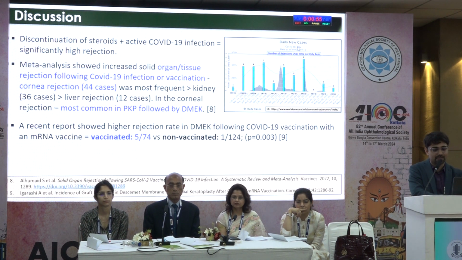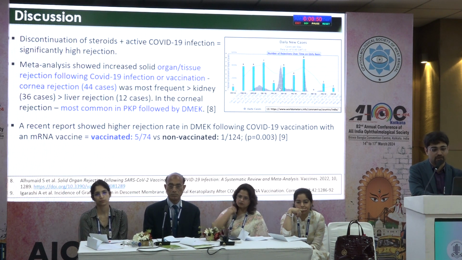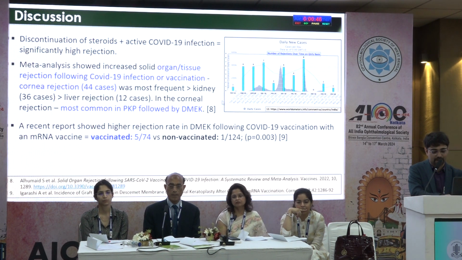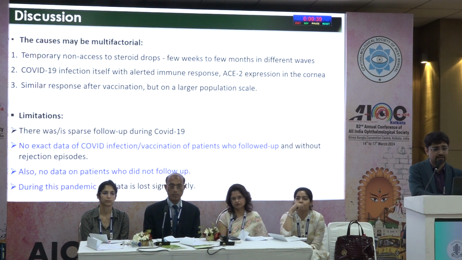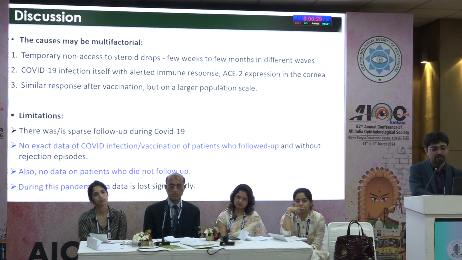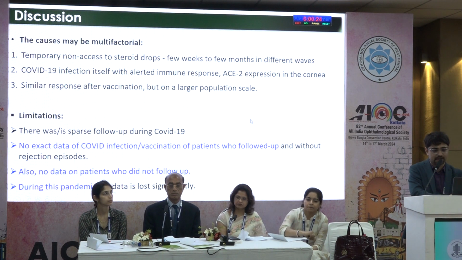In the discussion, most of our rejection spikes matched the COVID incidence or the lockdown periods. This is supported by publications about solid organ rejections and also graft rejections in vaccinated individuals. The causes might be multifactorial. One is temporary non-access to steroid drops or to a doctor. Then COVID infection itself, directly or due to an alerted immune system. And a similar thing happens post-vaccination, where there are a lot of immune reactions going on throughout the body.